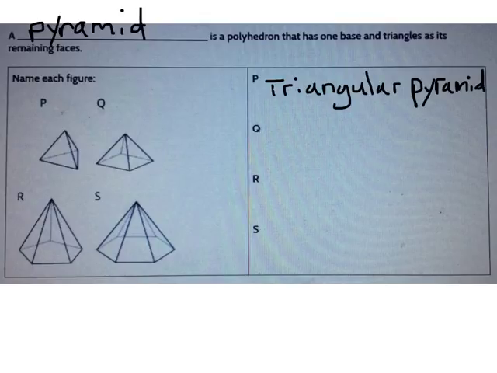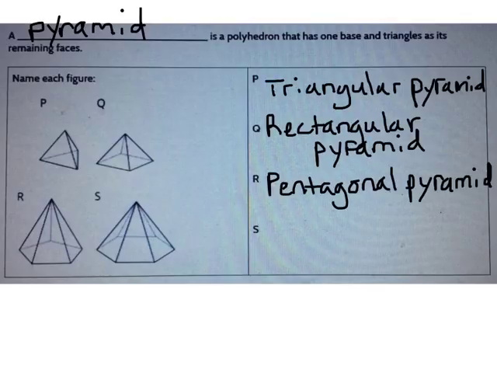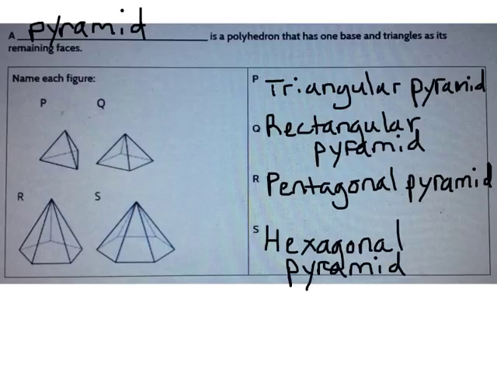What do you think is the name for shape Q? Shape Q is also a rectangular pyramid. The base is a rectangle, and the rest of the faces are triangles. What is the name for shape R? Shape R is a pentagonal pyramid. What about shape S? Shape S has a base that's a hexagon, and the rest of the faces are triangles. It's a hexagonal pyramid.